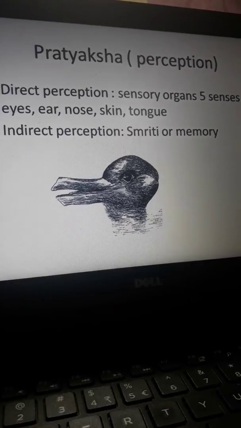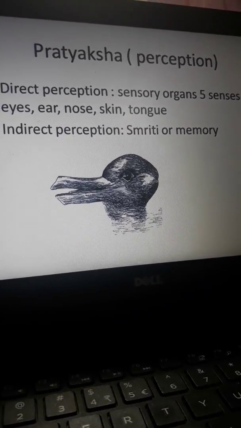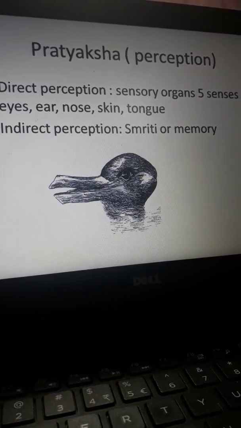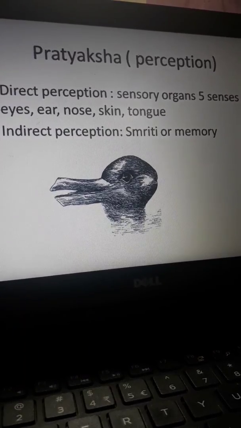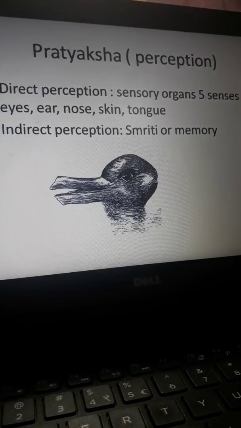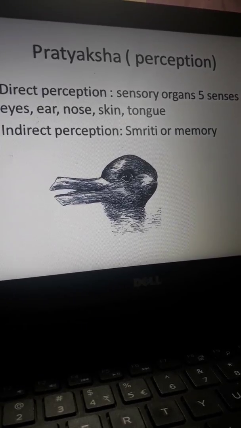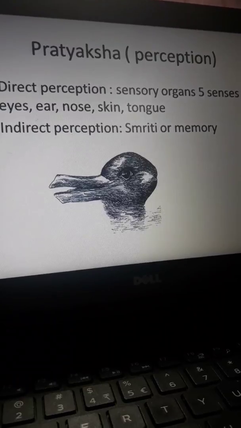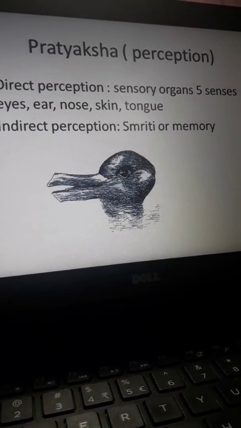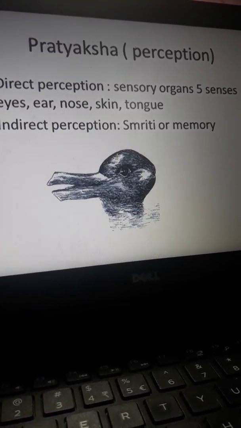And indirect perception is acquired through our memories. For example, when we see something red, and if it is a fruit, then we'll think, is it a cherry, or if it is bigger, it might be an apple. So these are the knowledge. And smriti is the Sanskrit word for memory.